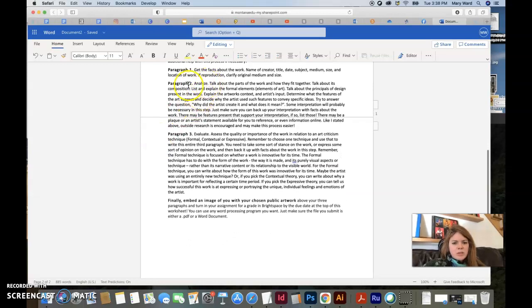So analyze is paragraph 2. Talk about the parts of the work and how they fit together. Talk about its composition. List and explain the formal elements of art. You can reference one of the earlier chapters in the book. Talk about the principles of design present in the work. You can look at the chapter on the principles of design.